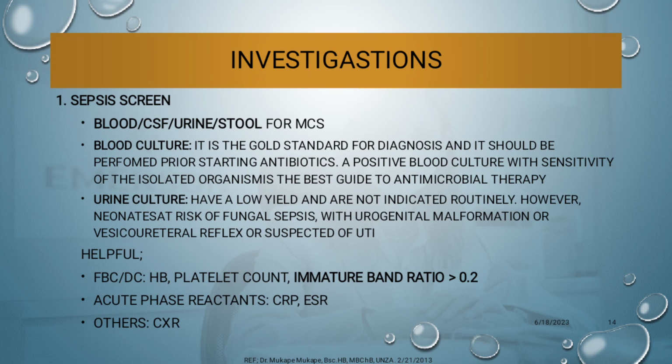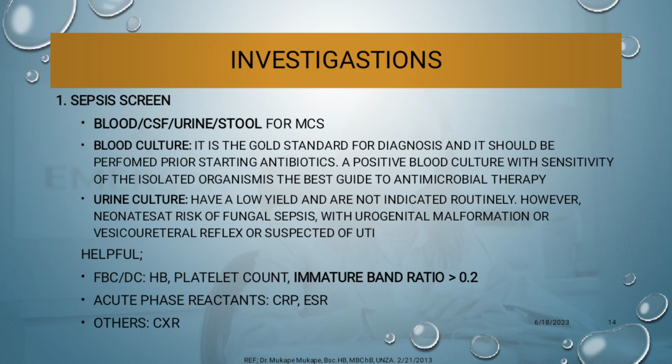Then investigations, we can do a full septic screen or sepsis screen, where we can have blood or CSF or urine/stool for MCS. So blood culture is the gold standard for diagnosis and should be performed prior to starting antibiotics, and the positive blood culture sensitivity of the isolated organism is the best guide to antimicrobial therapy. Then urine cultures have a low yield and are not indicated routinely. However, neonates at high risk of fungal sepsis, and with urogenital malformation or vesicoureteral defects or suspected of UTI, that's when we can use the urine culture.